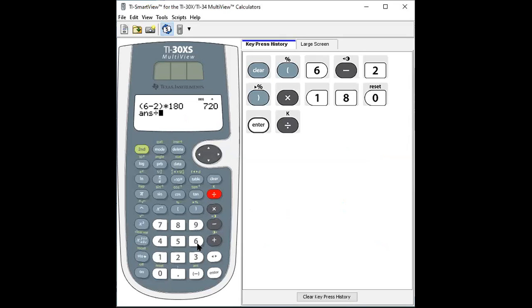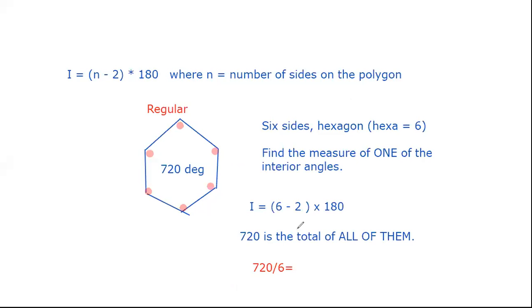Divide by 6. I already had 720 in there, so you just have to push the division button. 120 degrees. So each one of those is 120. So the measure of one of the interiors is 120 degrees.